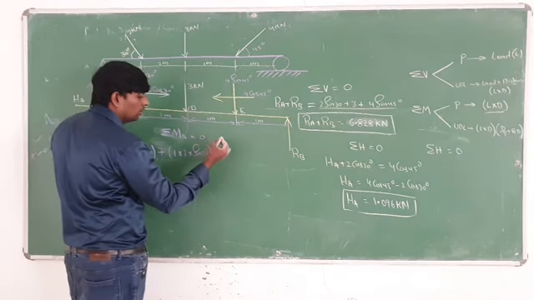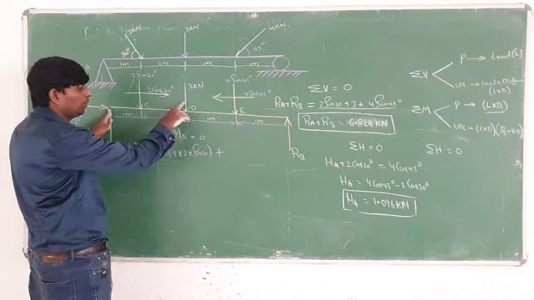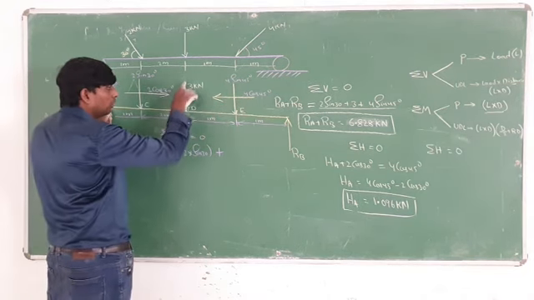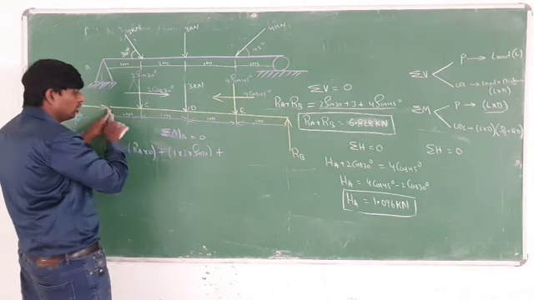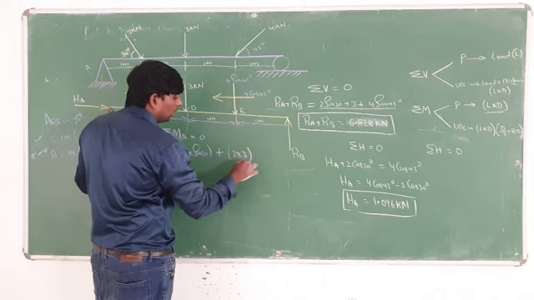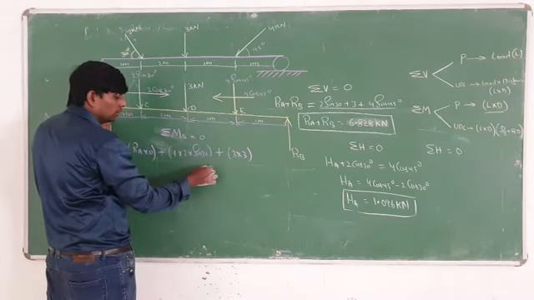Clockwise means positive. What are we finding? In bending moment, which type of load is it? What is the formula? How much is the load? How much is the distance? So 3 into 3. 3 into 3. Next one, how is it coming?